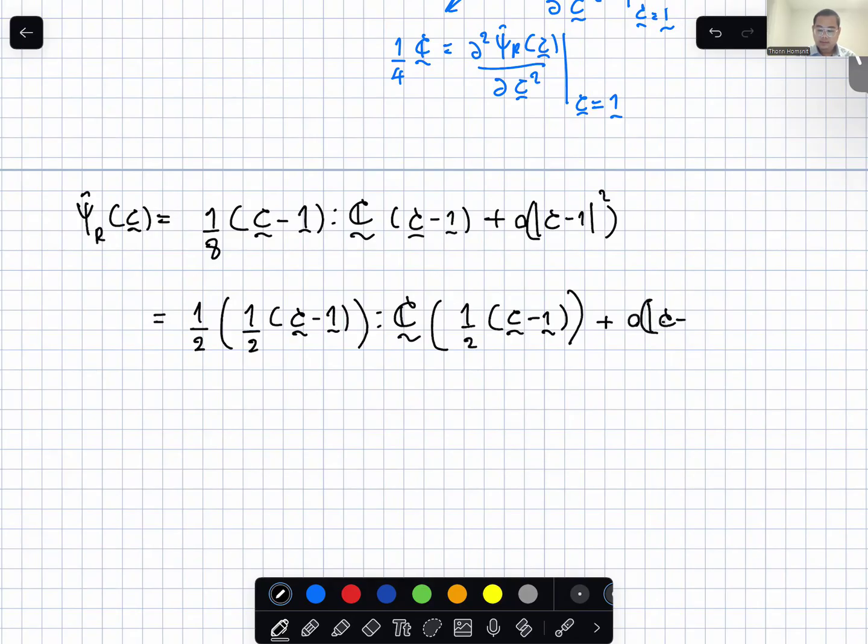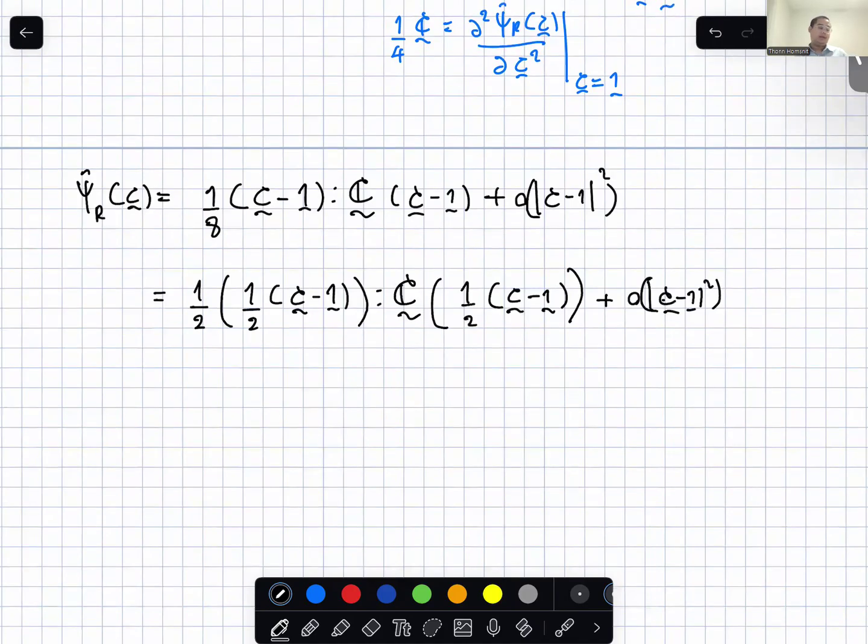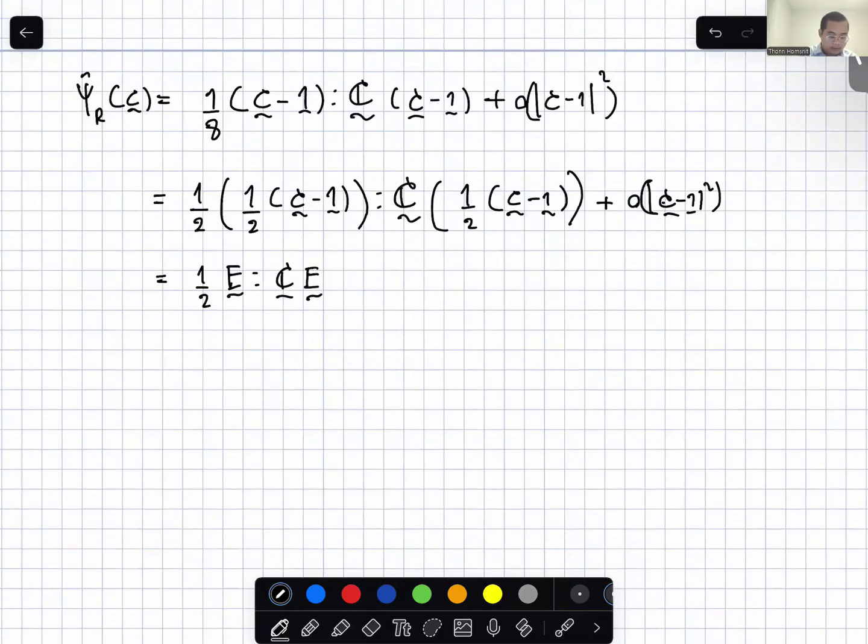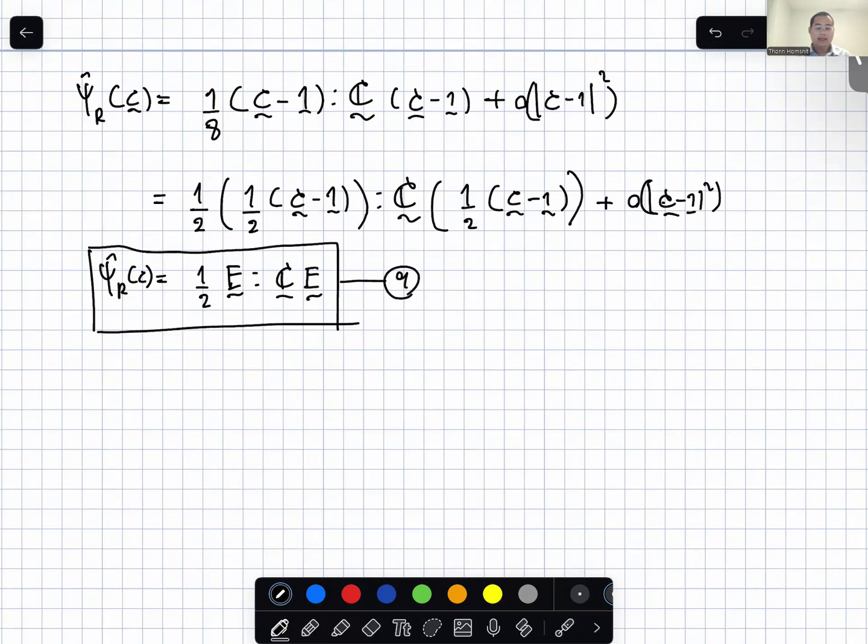Little o of c minus 1 squared. Okay, so I just neglect the higher order terms, and it leaves 1 over 2. This one is just the Lagrangian strain tensor times the elasticity tensor, double dotted, and times E. So this one is the free energy estimation. I give that equation number 9.